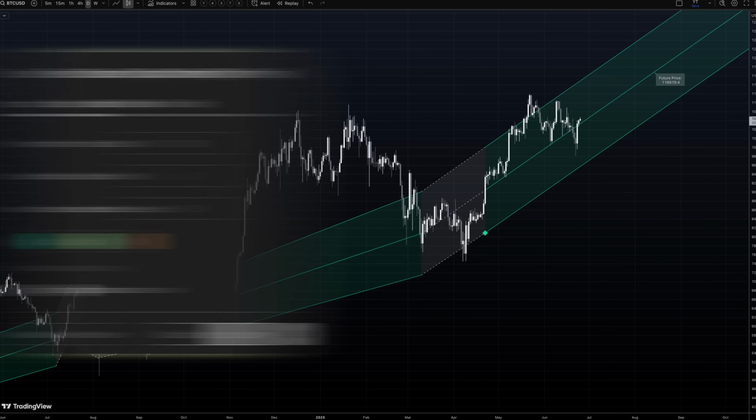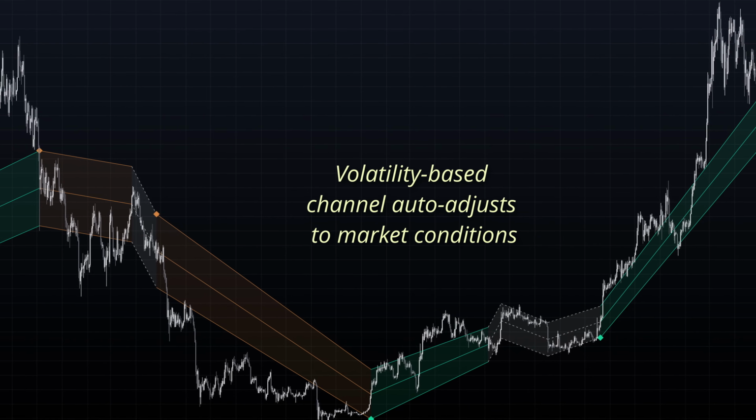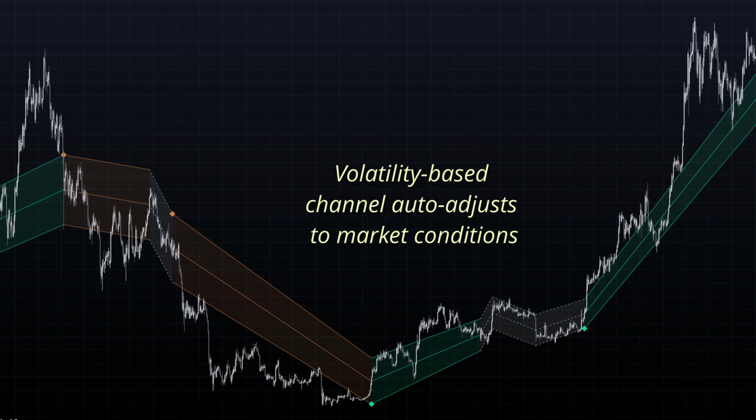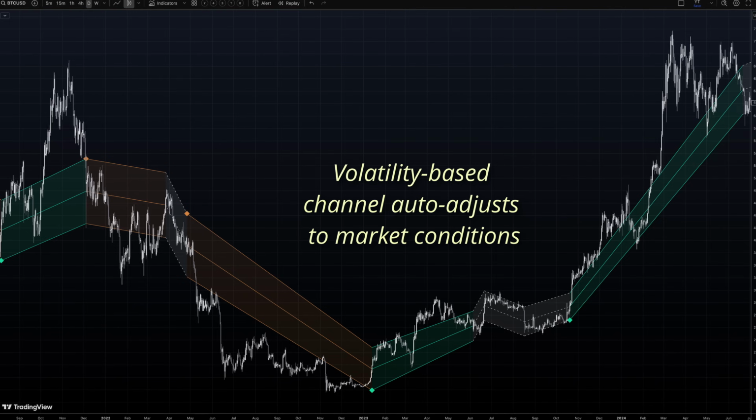The indicator offers practical customization through trend length adjustment, channel width multiplication factors, future projection distance settings, and color scheme modifications. The ATR-based channel width automatically adapts to market volatility, ensuring channels remain relevant across different market conditions.